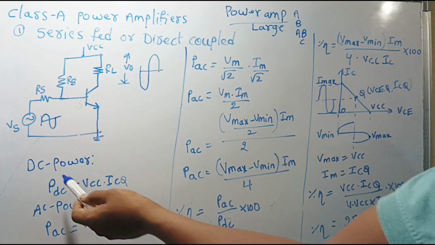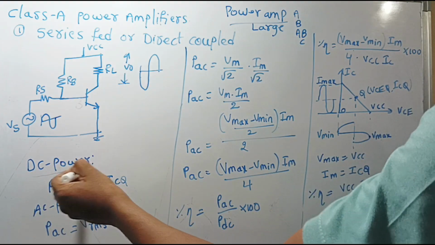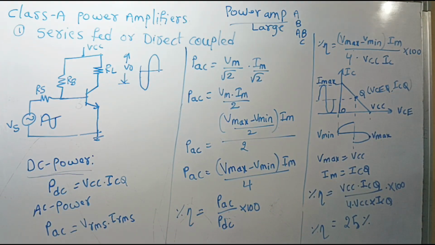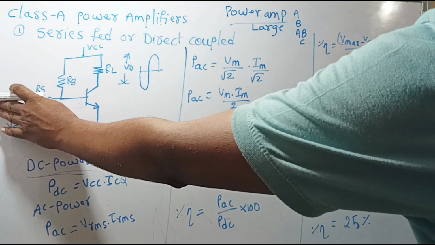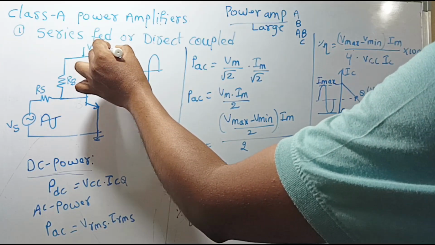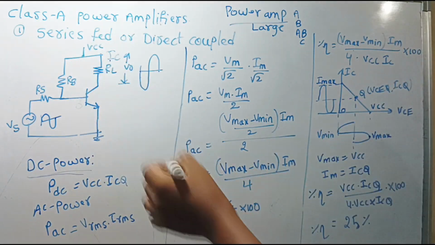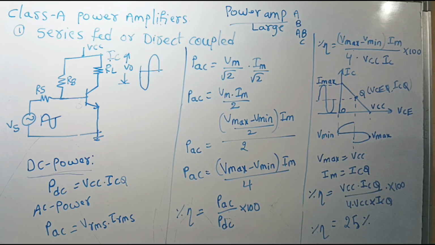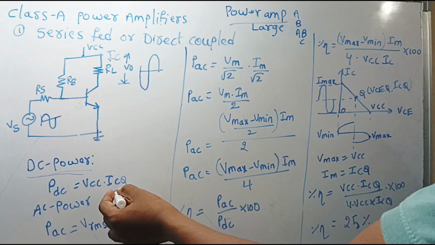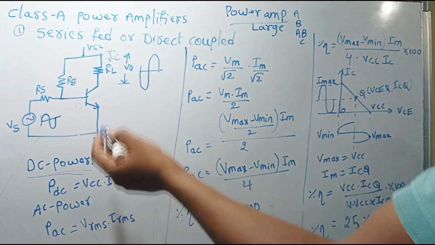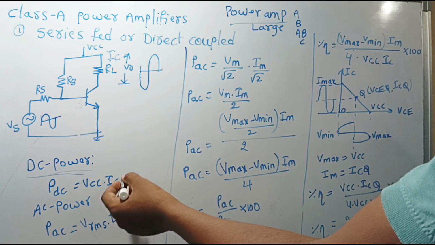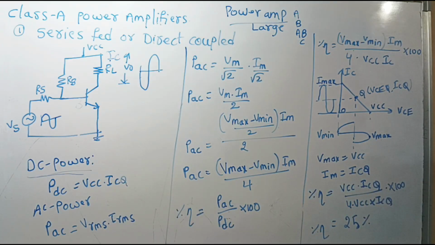For that purpose, first I am going to find the DC power. DC power is the power generated by the circuit without giving any AC input signal. DC power is VCC into IC. Whenever we give supply, there is no input signal, then because of this VCC there may be some current IC at the Q point, which is ICQ. So DC power is equal to voltage into current, VCC into ICQ. The maximum voltage is VCC and the current at the operating point is ICQ. That is the DC power.